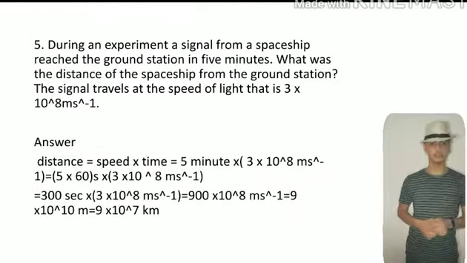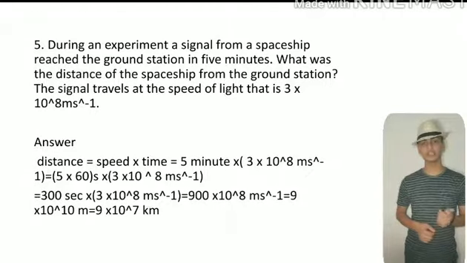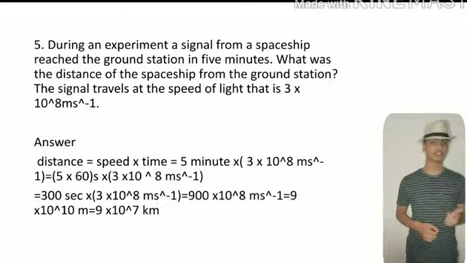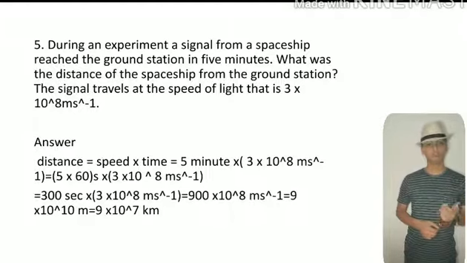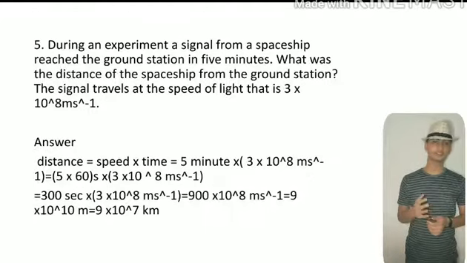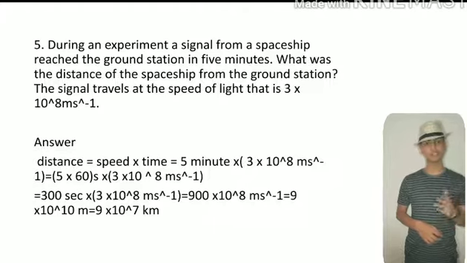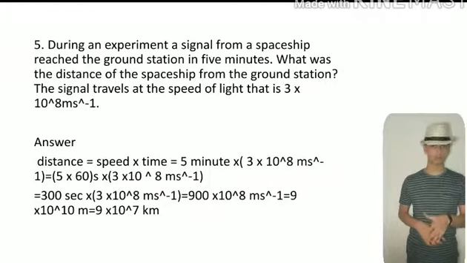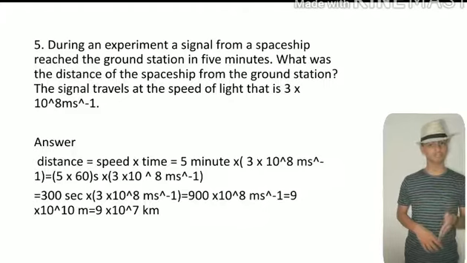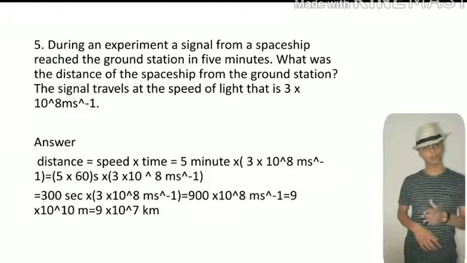Moving to the fifth question: during an experiment, a signal from a spaceship reached the ground station in 5 minutes. What was the distance of the spaceship from the ground station, if the signal travels at the speed of light, that is 3 into 10 to the power 8 meter per second? So the answer is, distance is equal to speed into time, making it 5 minutes into 3 into 10 to the power 8 meter per second, making it 5 into 60 seconds into 3 into 10 to the power 8 meter per second.